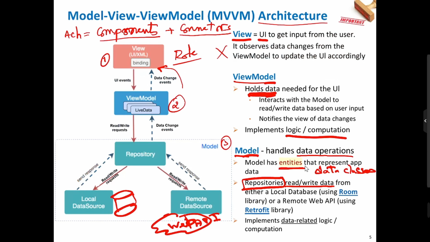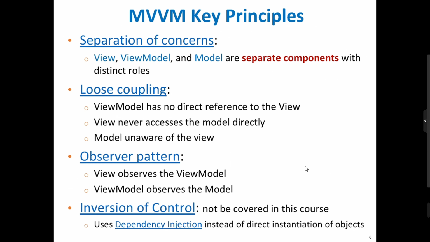So whenever we talk about architecture, we talk about components, and how these components interact. An architecture also comes with some principles that we should keep in mind and follow and not break as we develop our app. The first principle is the separation of concerns. Each of these components has a clear role and should not go beyond it.